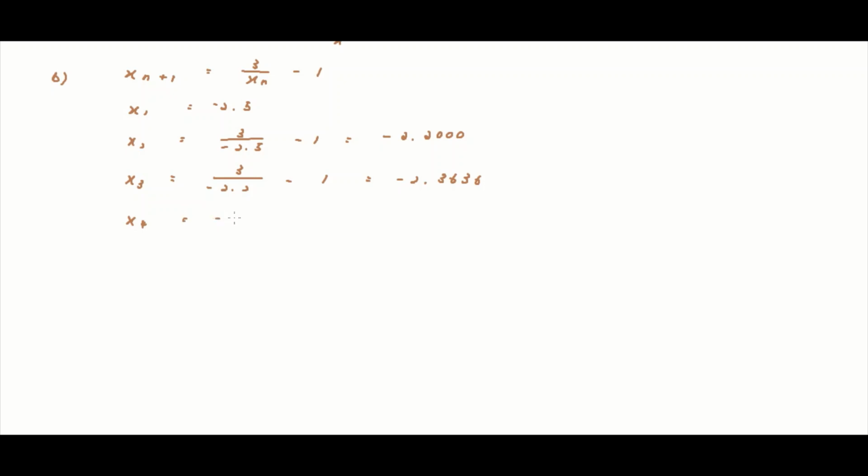So equal to negative 2.2692, x5 is negative 2.3220, then you have x6, which is negative 2.2920. Can proceed.